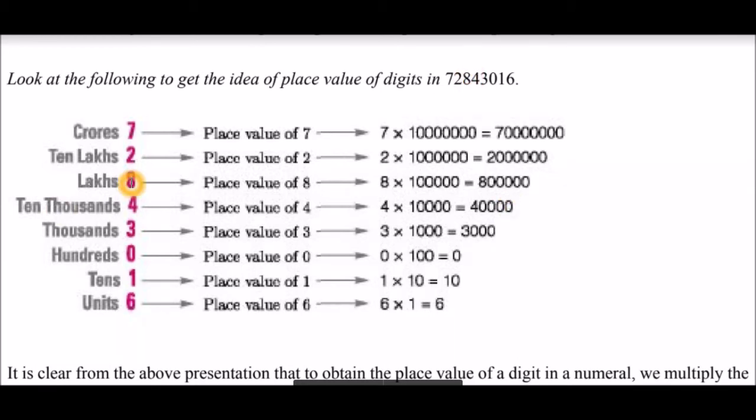8 is in the lakhs place. So the place value of 8 is equal to 8 into 1 lakh, that is 8 lakhs. Now about 2. 2 is in the 10 lakhs place. So the place value of 2 is equal to 2 into 10 lakhs, that is 20 lakh. And finally, on the left side, the last number is 7. 7 is in the crores place. So the place value of 7 is equal to 7 into 1 crore, that is 7 crores.